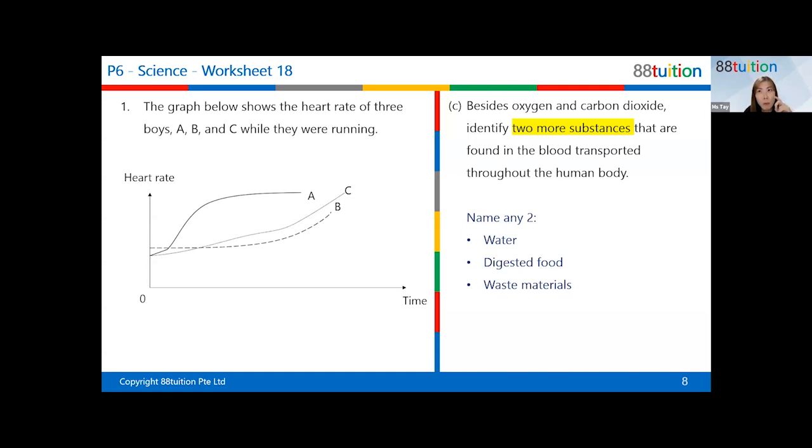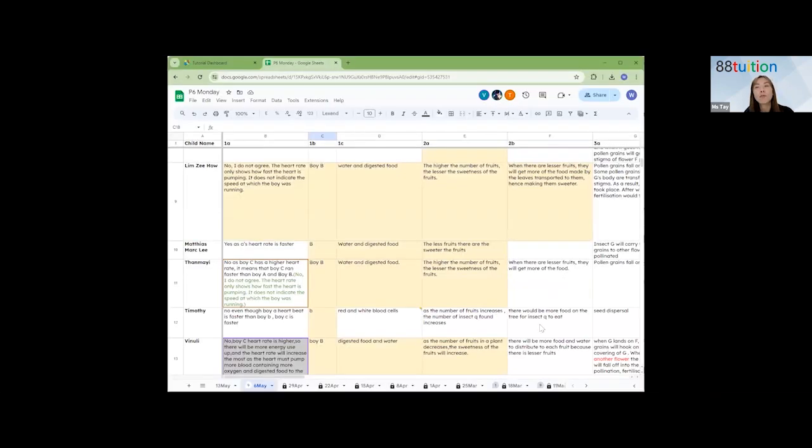Corrections you can do on your own paper if you have printed out. That's why I told you all that it will be good to print out. Otherwise, you will have to copy down on some paper. You can even go into the Google Sheet to do your corrections. Up to you. Now, Timothy, I want you to take note over here.